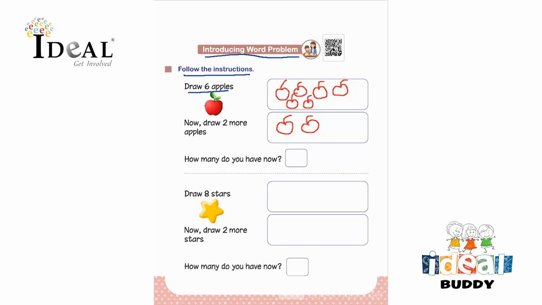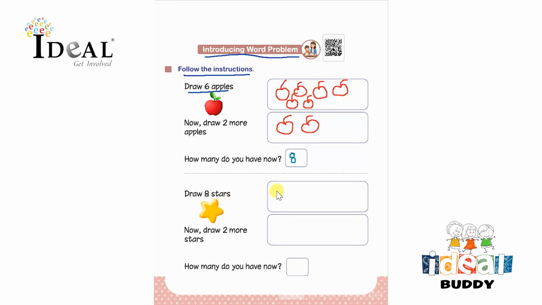And then they have to count how many do you have now. So how many apples in all? So 6 plus 2 equals to 8. So we have 8 apples now. So you have to emphasize the child on drawing the numbers to help them visualize and then counting the total number of apples.